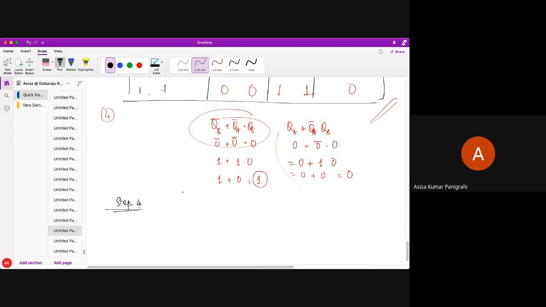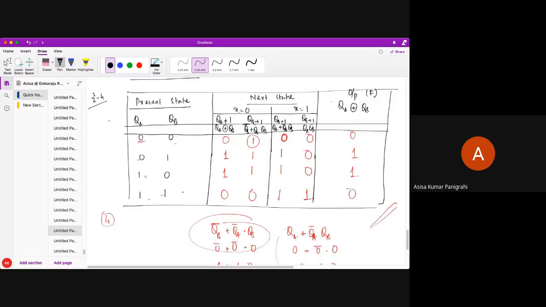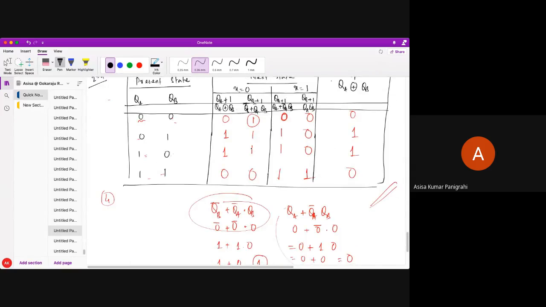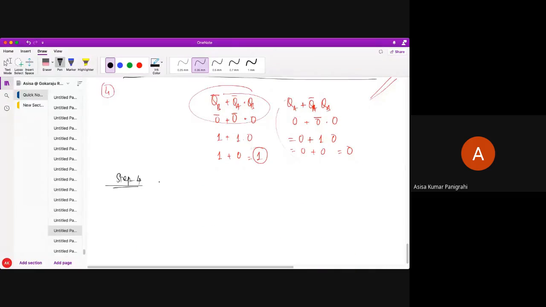Aishwarya, did you understand how I have found the transition table? Yes, sir. Understood, sir. It's very simple, nothing else, students. Once you find out these 4 equations, life is simple. You just have to put those values and get the answers, nothing else. Now step number 4.